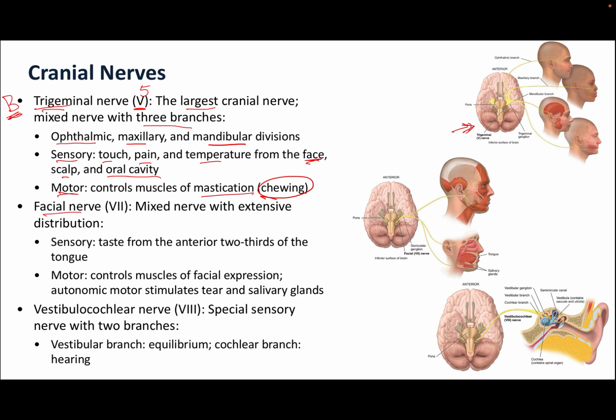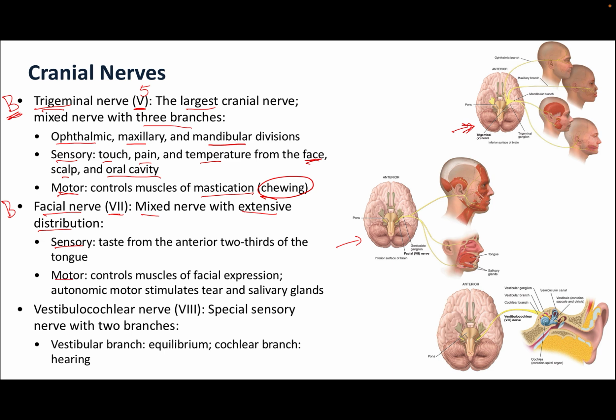All right, the facial nerve is cranial nerve 7. This is another one that's going to have both, all right? This is going to have both sensory and motor tracts, all right? And this also has a very extensive distribution. So here we've got our facial nerve diagram. This is again mixed, so it is going to have sensory and motor tracts.